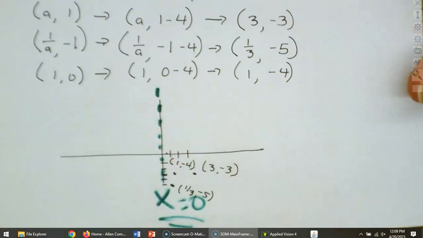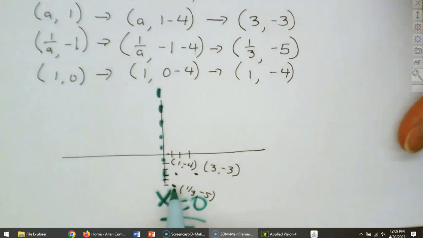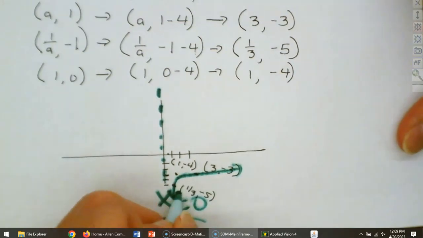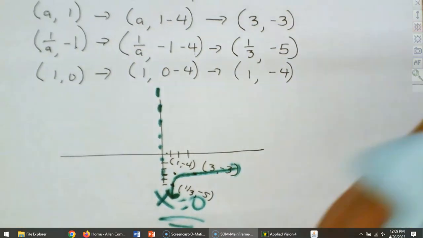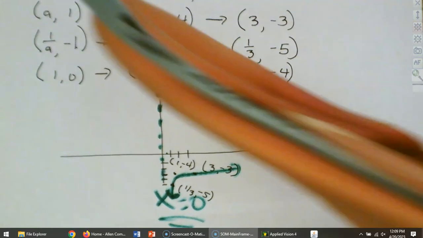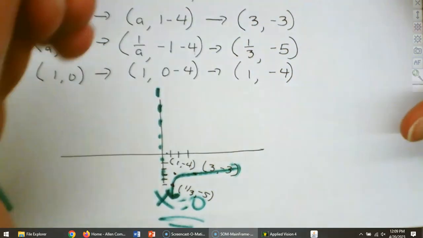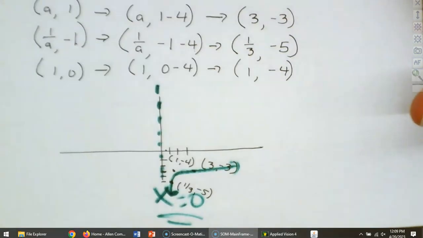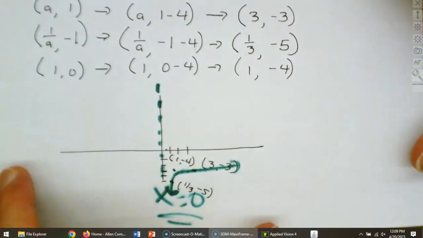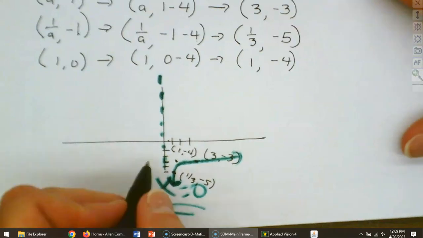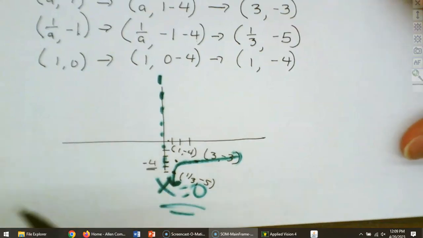And when we connect them together, my graph might be off a little bit, but it looks like that, right? What did we do? We moved that down 4 units. So we just took the regular graph that we would have, and we shifted it down. That's all we did. This should be about negative 4 there.